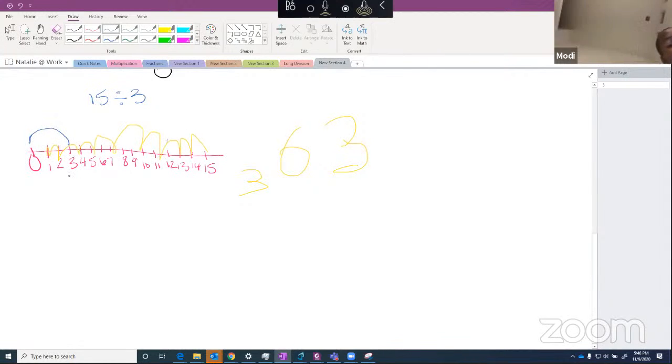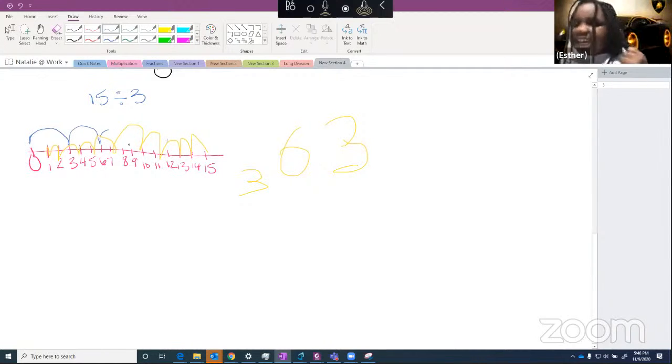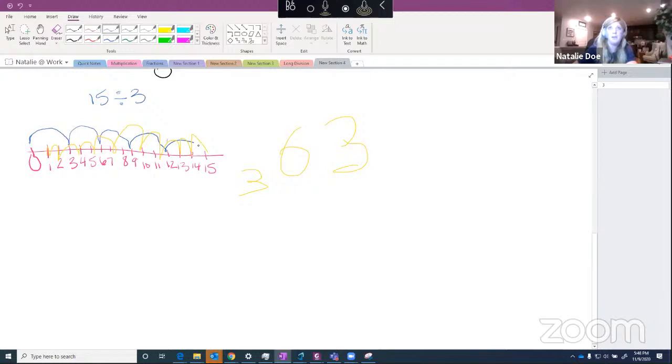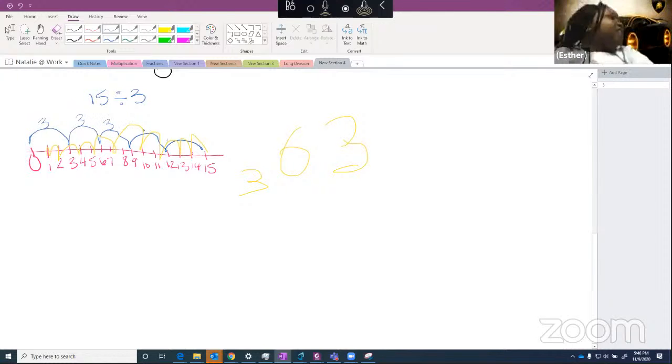15 divided by 3 is 5. That is right. So what we're gonna do is go up, count by 3's, right? So we go 1, 2, 3, 1, 2, 3, all the way up. So Modi, you said your teacher then puts your 3's on each hump, right?